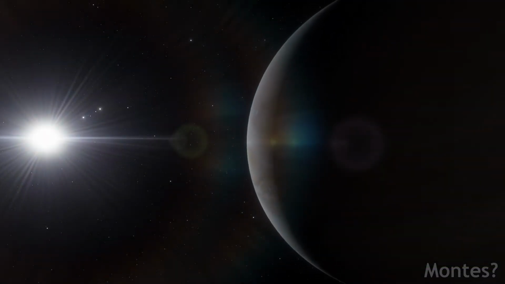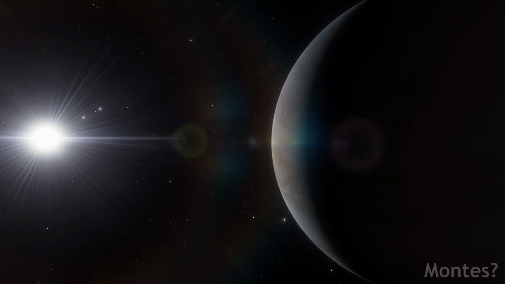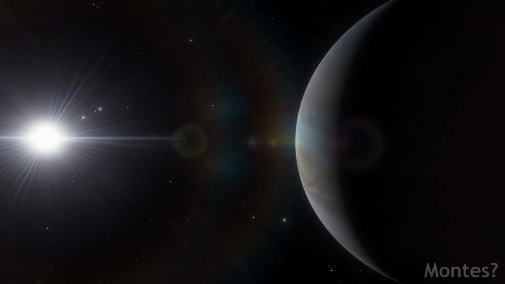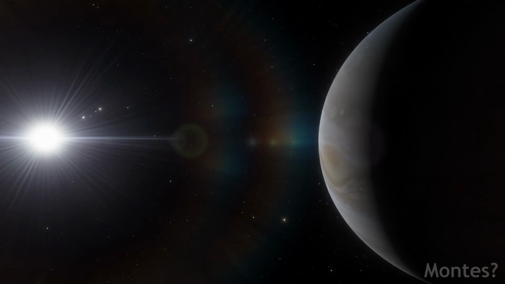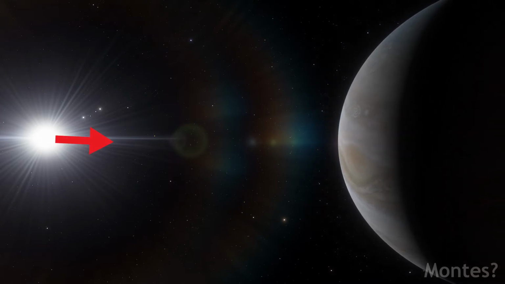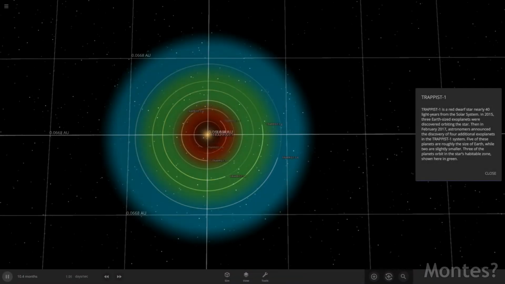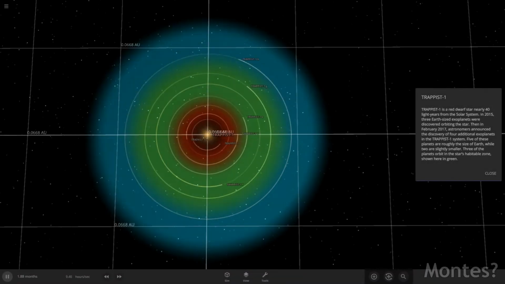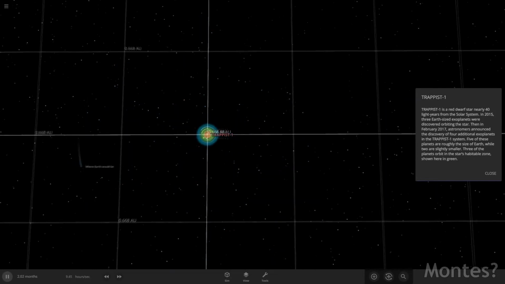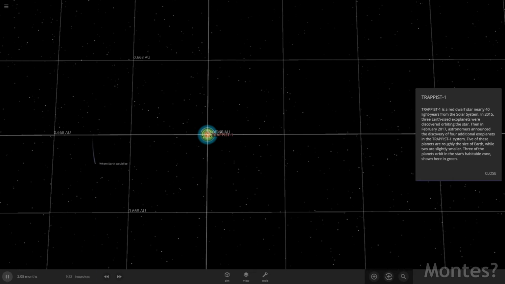Let's see some examples. Jupiter on average is at 5 astronomical units from the Sun. This means that it is 5 times farther away than the Earth is from the Sun. In contrast, TRAPPIST-1 has all of its planets inside the orbit of Earth. This means that we have objects orbiting closer to their star than Earth does to the Sun.